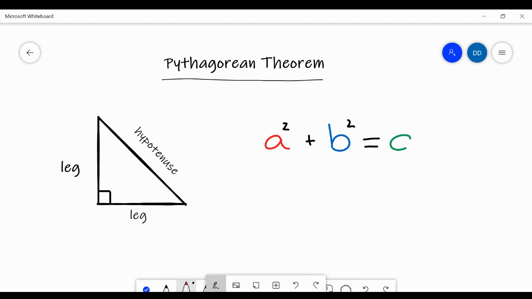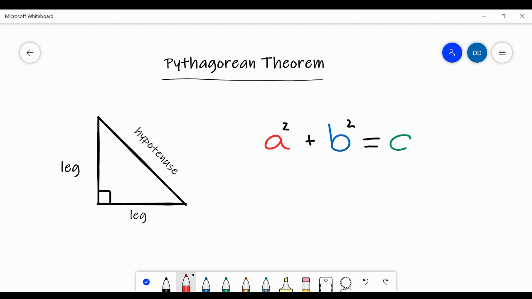So in order to do that, we need to label our sides. So A and B are always going to be the legs. Doesn't matter which one goes where. So we could put A over here and B over here. Could be vice versa. You could put A over here and you could put B over here. Does not matter. But the hypotenuse is always going to be C. That's the longest side, so that's the one that does not change.